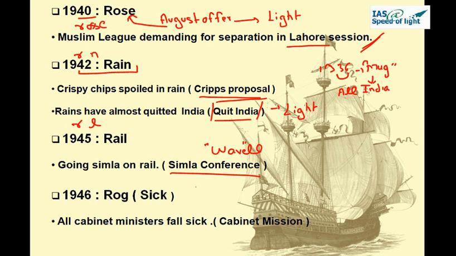Next year 46, that is RG, or Rog. Rog is a Hindi word for sickness. All cabinet ministers fall sick. So Cabinet Mission. You are hearing news and they are saying all cabinet ministers of India have fallen sick. Sick is Rog, RG. So Cabinet Mission, we are linking it with 46. 4 is R and 6 is G, Rog. So our picture is Rog, sick.